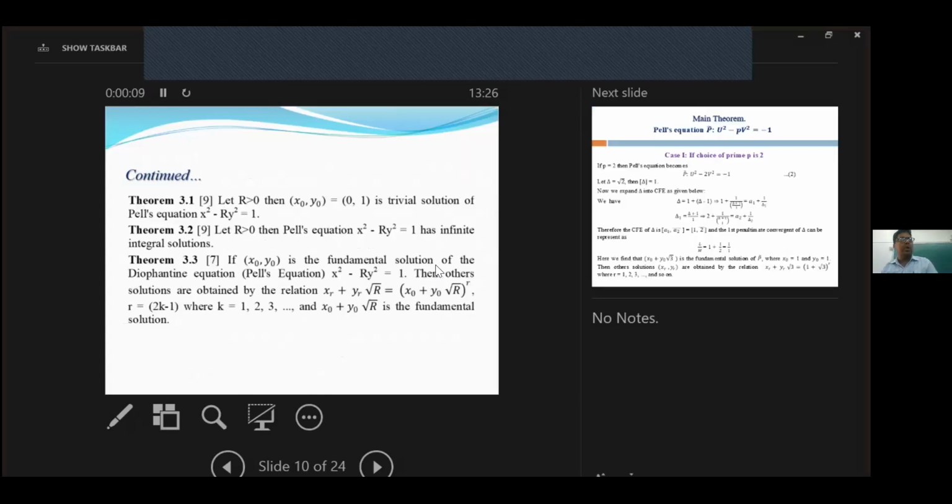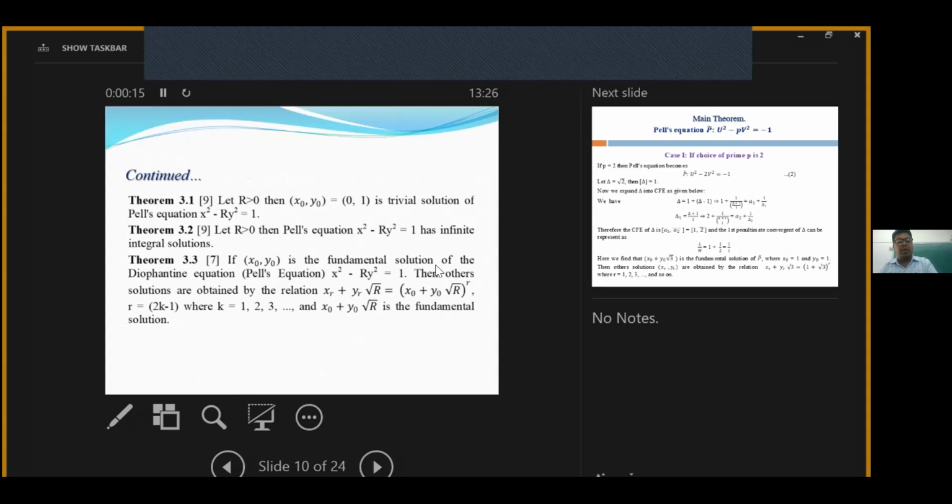These are some theorems we use in my paper. Theorem 3.1 says: let r be greater than 0, then (x naught, y naught) is equal to (0, 1) is a trivial solution of the Pell equation. And Theorem 3.2 says: let r be greater than 0, then the Pell equation x square minus r y square is equal to 1 has infinitely many integral solutions.